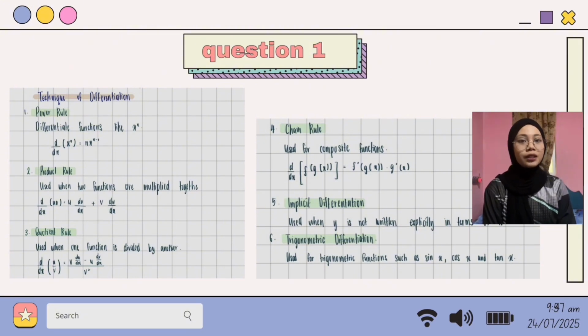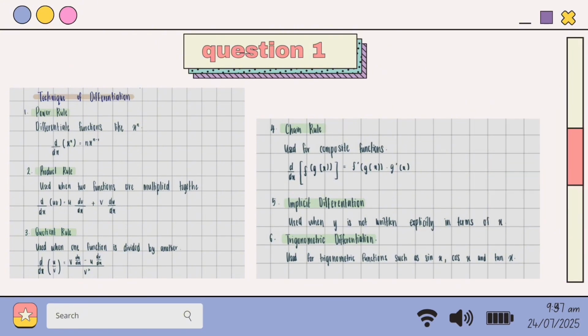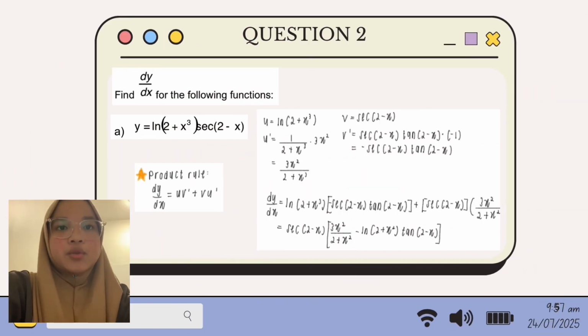Number 5, implicit differentiation, used when y is not written explicitly in terms of x. Number 6, trigonometric differentiation. For example, d over dx of sine x equals cos x. These techniques help us differentiate different types of functions. Next, we'll be moving on to question number 2.